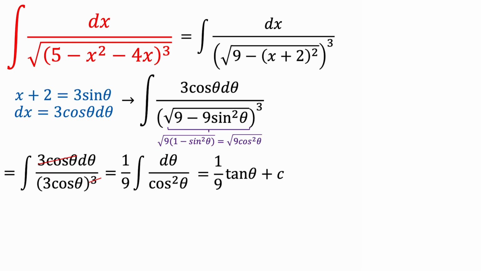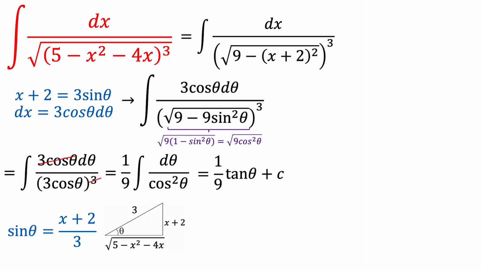Now we will proceed to find theta expressed in terms of x. I'd like to remind you once again, it was sine theta equals (x plus 2) divided by 3 from our famous right triangle. The opposite side to the hypotenuse. The opposite side is x plus 2 and the hypotenuse is 3. So we can very easily find the tangent. In terms of x, the answer was 1/9 tangent theta. So the final answer is (x plus 2) divided by 9 times the square root of 5 minus x squared minus 4x. Let's go and solve another example.